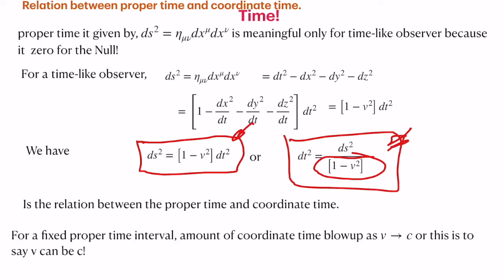We need a more complete understanding of time, which would come when we do the general theory of relativity. All that this says here is that the amount of coordinate time would blow up as v tends to c, or no time-like particle can approach the speed of light. Only light can travel with the velocity c.